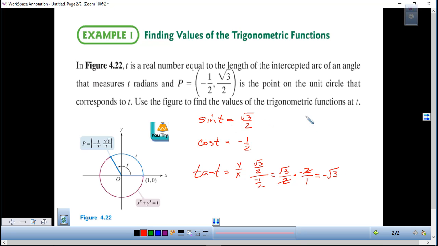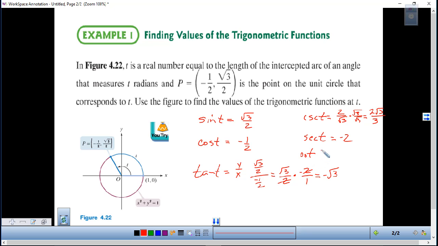All right, and what about cosecant? Well, cosecant t is the reciprocal of this, so it's 2 over the square root of 3, which we'll have to rationalize that denominator. And we end up with 2 square roots of 3 over 3. Our secant t is the reciprocal of cosine t, so that's just going to be negative 2.